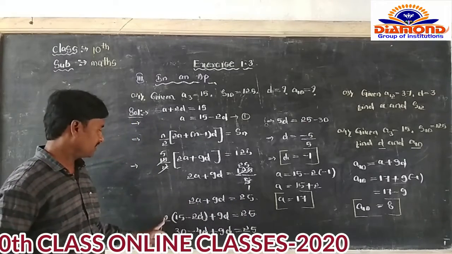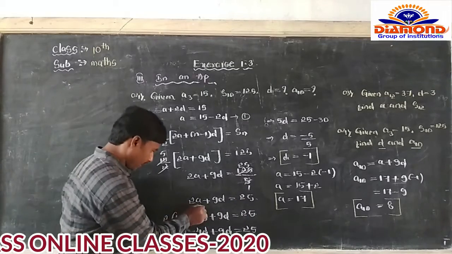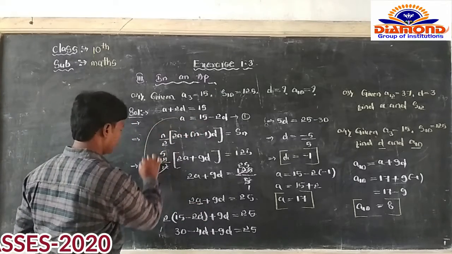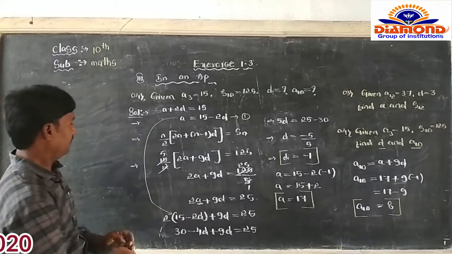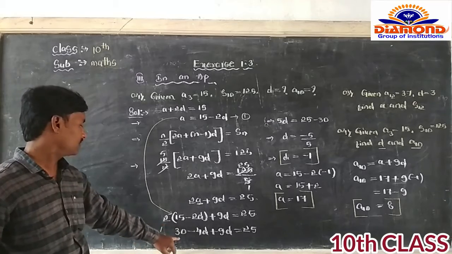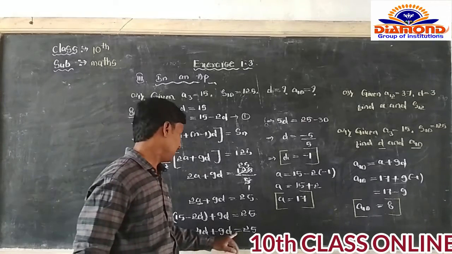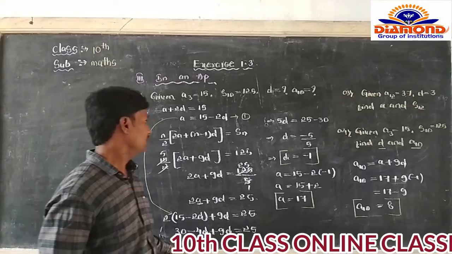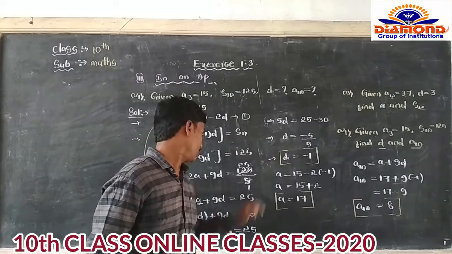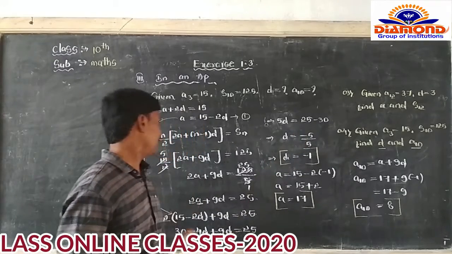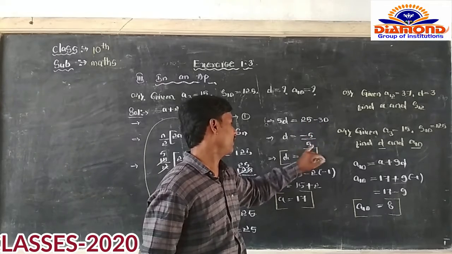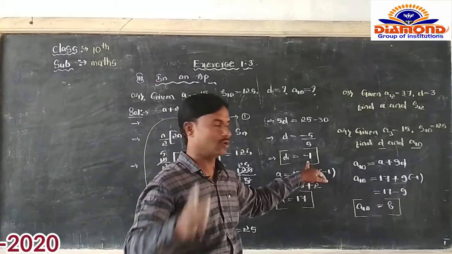Then 2 as it is. This a is there or not? This a we are substituting here. Understand it? We are substituting the a value as 15 minus 2d. 2 15s are 30 minus 2 2s are 4d plus 9d is equal to 25. Means next 30 is there, minus 4d plus 9d is equal to plus 5d is equal to 25 as it is, and plus 30 becomes minus 30. d is equal to 25 minus 30 is equal to minus 5 by 5. Both get cancelled. Common difference is equal to minus 1.